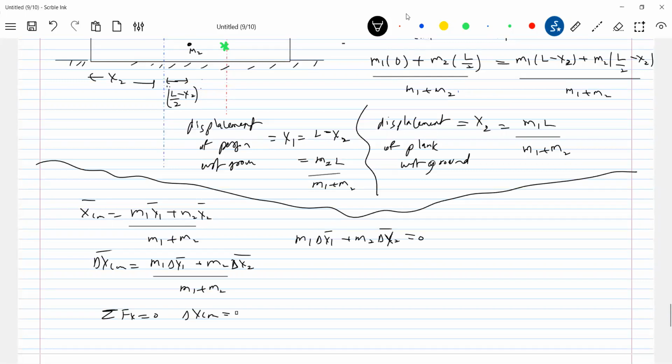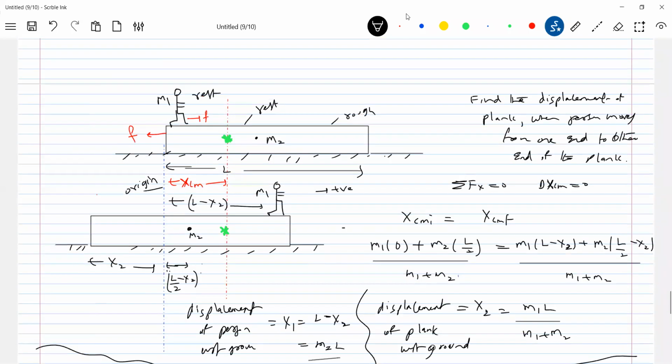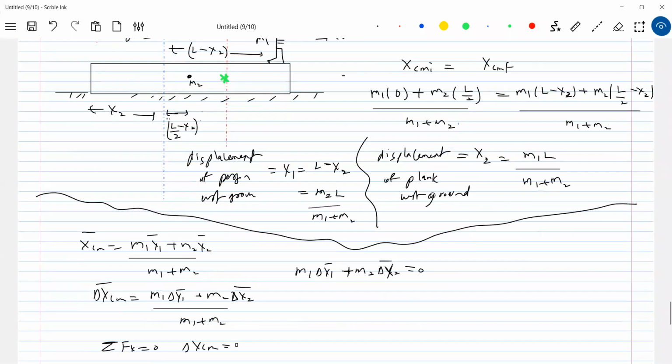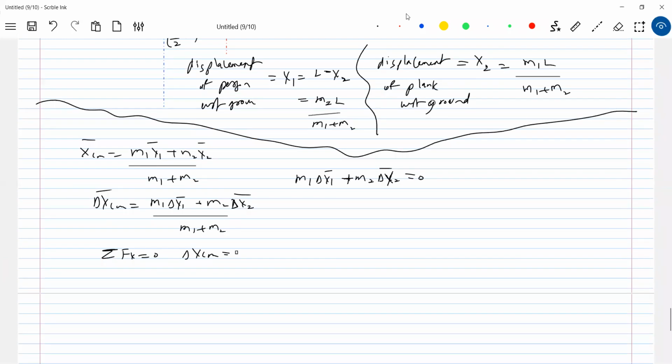So therefore finally M1 delta x1 plus M2 delta x2 equal to 0. Now what is delta x1? Displacement of person with respect to ground, that one. So how much has the person walked with respect to plank? L, no. With respect to ground, M2L by M1 plus M2. Come back again, make an observation. How much has the person walked with respect to plank? L. With respect to ground, M2L by M1 plus M2. So I'm going to use that relative motion. Displacement of man with respect to plank is equal to displacement of man with respect to ground minus displacement of plank with respect to ground.